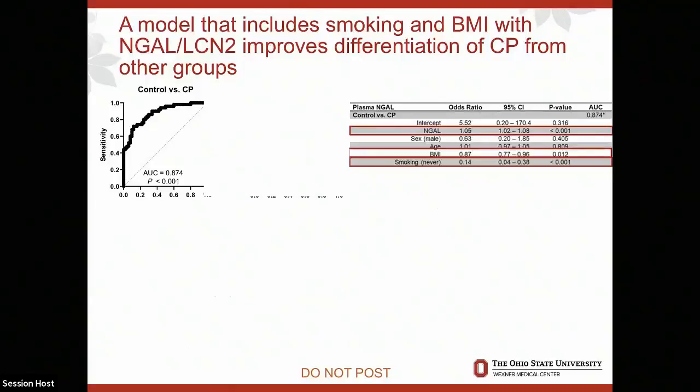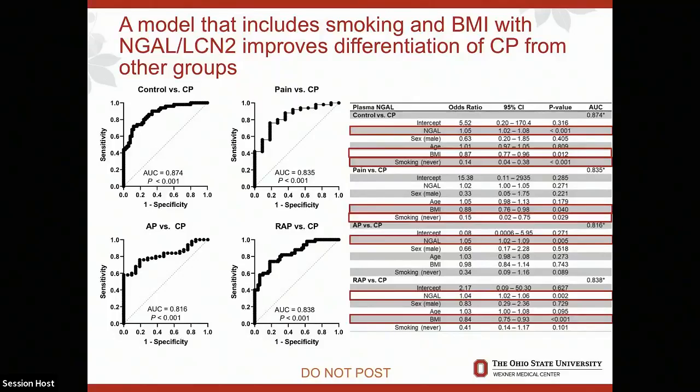So to further look at whether or not NGAL can be a biomarker of chronic pancreatitis, and we know that a single protein isn't going to be the answer for a biomarker, we decided to combine NGAL with clinical characteristics that were not comorbidities of chronic pancreatitis. What I'm showing here is an ROC that was generated using NGAL, sex, age, BMI, and having ever smoked. And what we can see is the AUC has been drastically improved to 0.874 from 0.77. And this is maintained across pain, AP, and RAP. The two factors that kept repeatedly coming up as statistically significant were BMI and smoking.